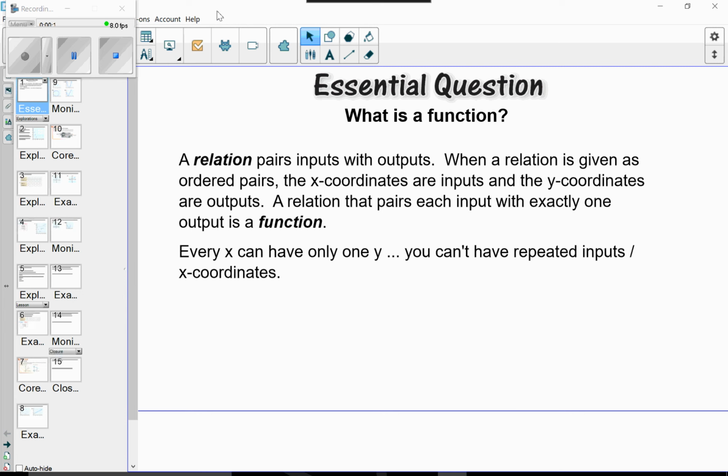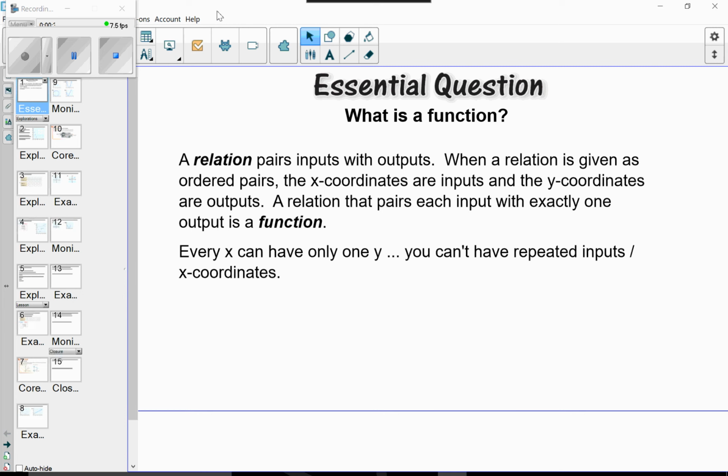So I guess the first question you're asking is, what is a function? Well, first off, let's start with the word relation. A relation pairs inputs with outputs. When a relation is given as ordered pairs, the x-coordinates are inputs and the y-coordinates are outputs.